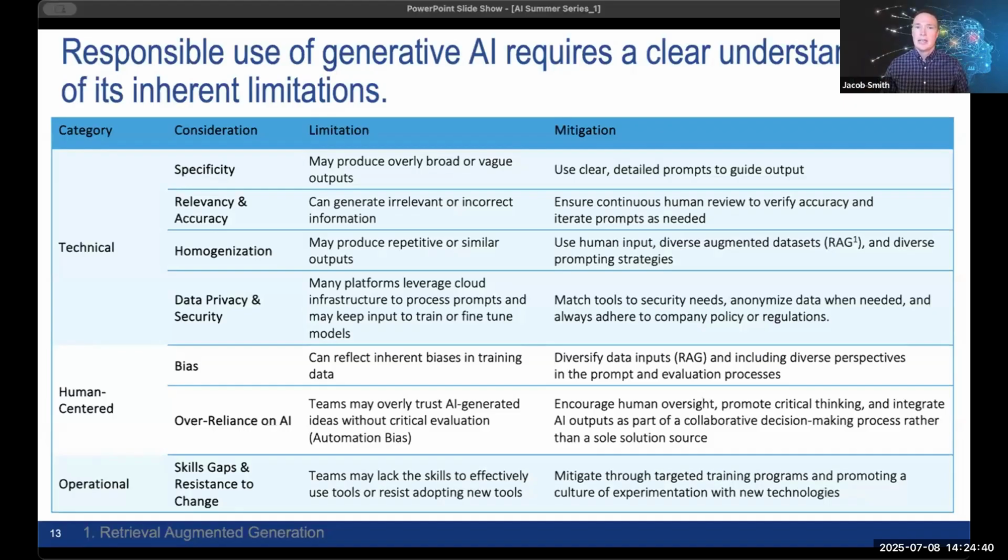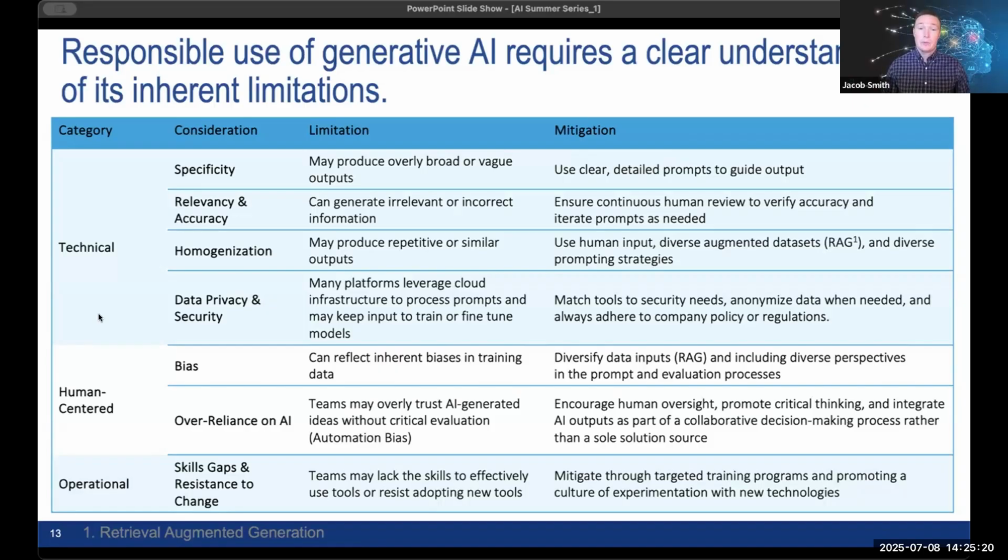So homogenization. These models are all trained on a very similar set of data, the internet. And with that comes the issue of no matter what model you use, you may get repetitive or similar outputs from the models themselves. And some of the ways that you can mitigate that are continuing to provide your own experiential input as you're using the tools, using augmented data sets through retrieval augmented generation, and using diverse prompting strategies to really get variation out of the platforms.